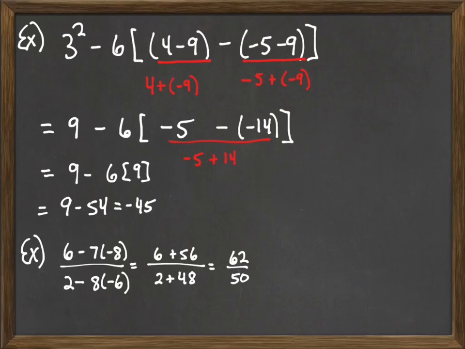And then we just need to simplify that fraction. So 2 goes into both, so I can divide a 2 out of the 62 and get 31. I can divide a 2 out of the 50 and get 25. And then that's all the further I can go. So my answer is 31 over 25.